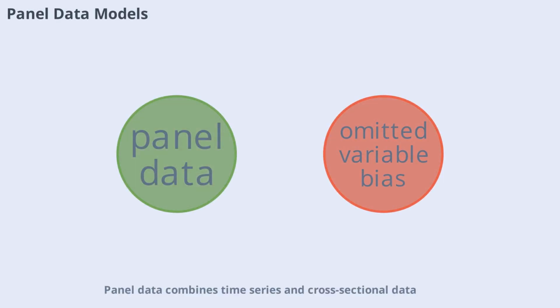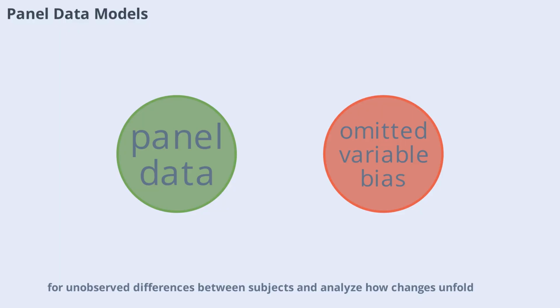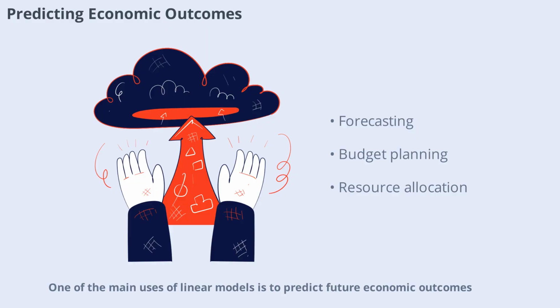Panel data combines time series and cross-sectional data, tracking the same individuals or groups over time. Linear models for panel data allow economists to control for unobserved differences between subjects and analyze how changes unfold. This approach provides richer insights and helps address issues like omitted variable bias. Panel data models are increasingly important in modern economic research. One of the main uses of linear models is to predict future economic outcomes.